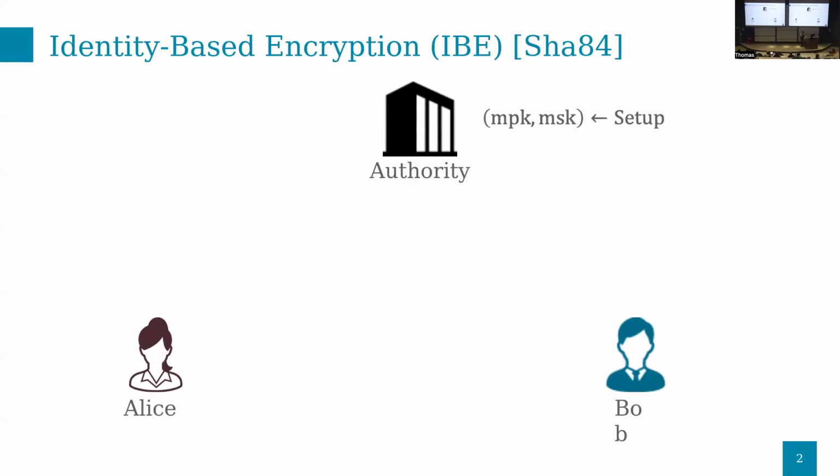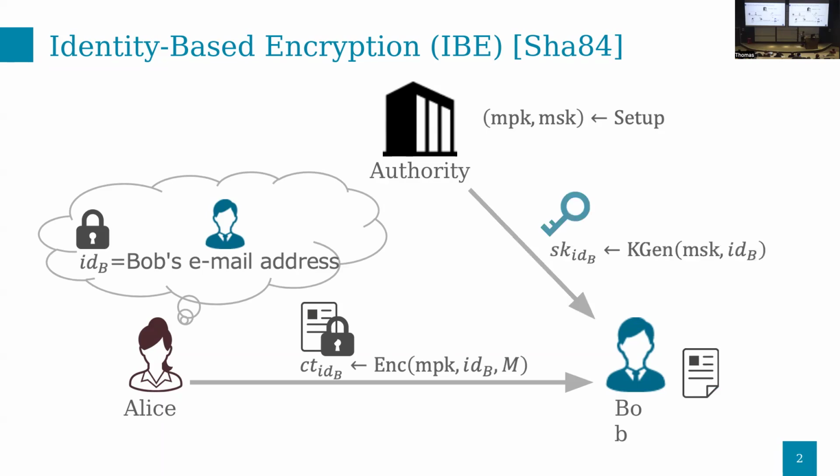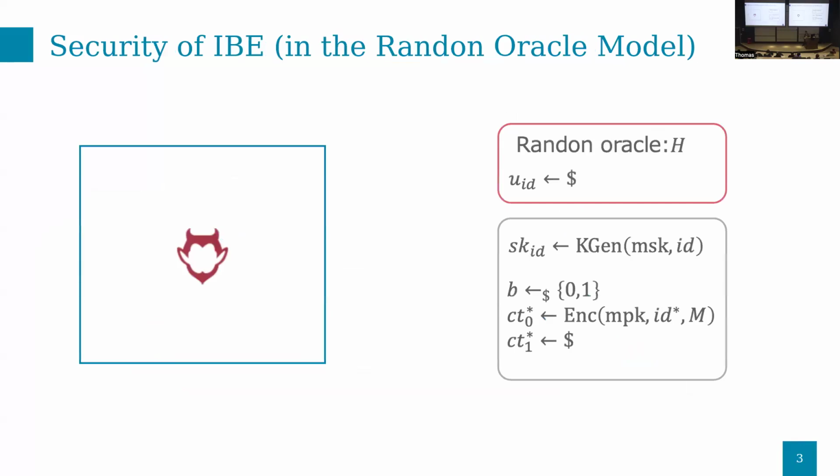So in IBE, first the authority generates master public key and master secret key. For the encryption, Alice can use Bob's email address as Bob's public key. Then Bob receives from the authority his secret key. So next, I talk about security of IBE.